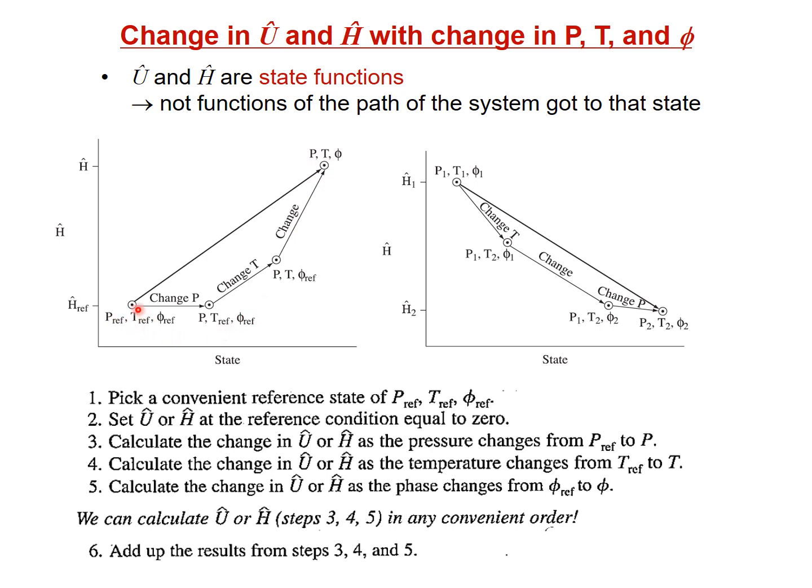So let me do it. At the very first time, we have the reference pressure, reference temperature, and the phi or phase reference. Then at the very first step, I'd like to change only pressure. P reference is going to the target pressure. Then you could calculate the difference. You have learned about that in the previous slides. And then it's time to change the temperature. So T reference is going to the target temperature. And then let me change the phase. So phi reference is going to the target phi.